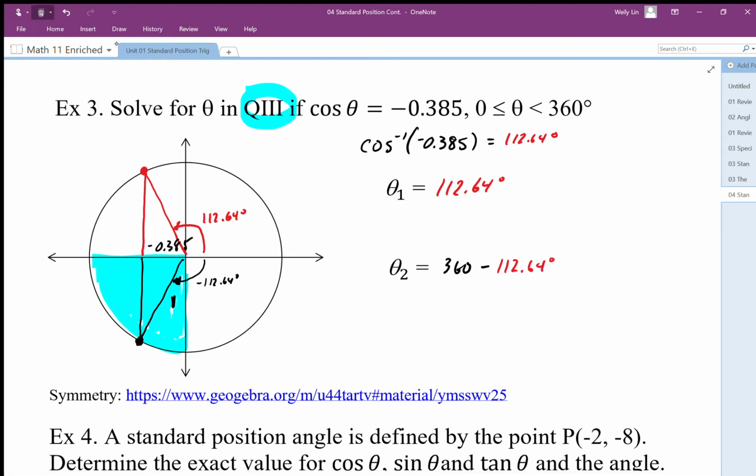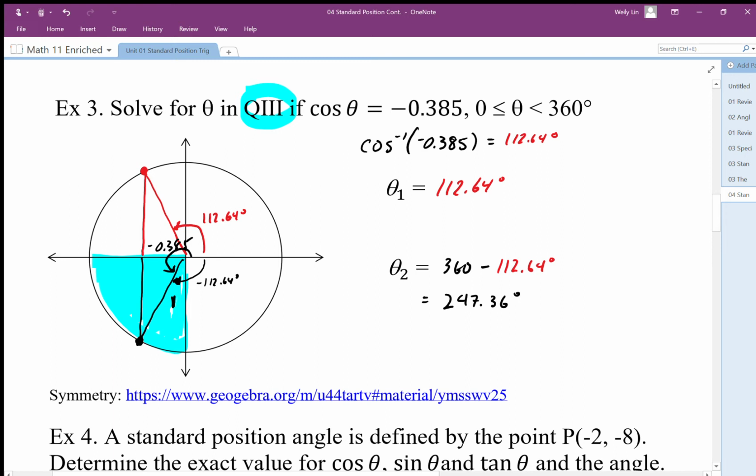Okay, and that's going to give me the positive version of that angle, which is 247.36 degrees. And that's going to be my angle measured in that direction. Okay, so both of these are correct: negative 112.64 and 247.36. They both measure the same position, that black dot right there. One is a positive version, the other one is a negative version of that.